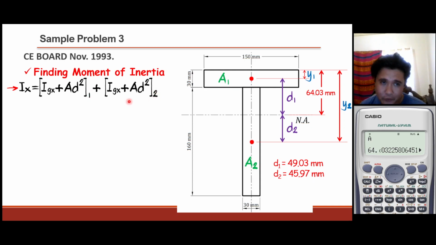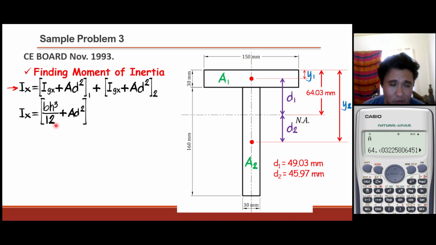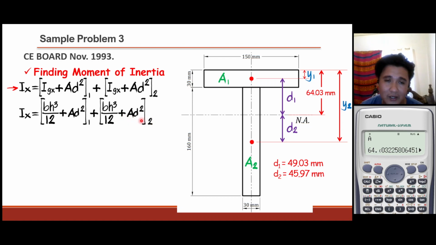Okay? So, focus muna tayo sa area 1. For area 1, Igx natin, BH cubed over 12 plus AD squared. Ayan yung sa area 1 plus Igx, BH cube over 12 plus AD squared ng area 2. So, ganun lang kasimple. Tapos, focus muna tayo sa area 1 and then we add yung area 2. So, area 1 muna tayo.